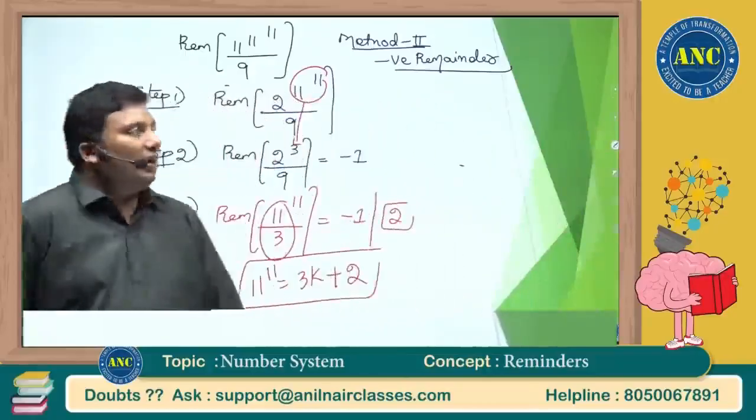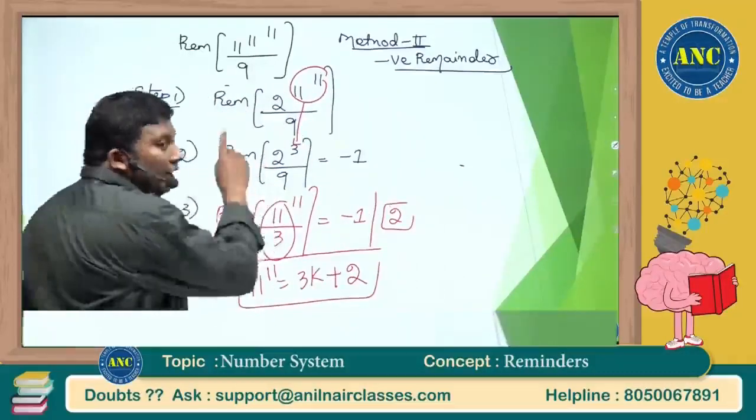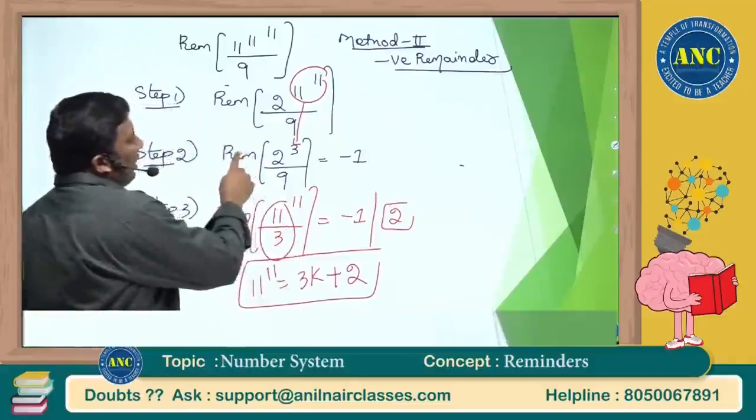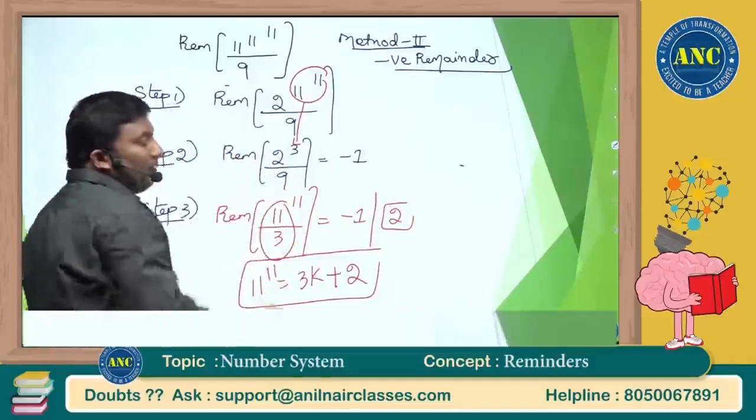I hope till here the idea is clear. In all the previous problems I took plus 1. Now I am taking minus 1. 2 cube divided by 9.